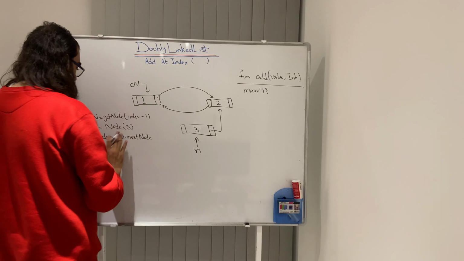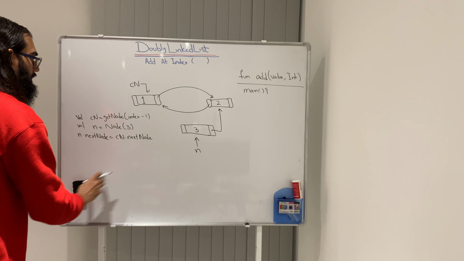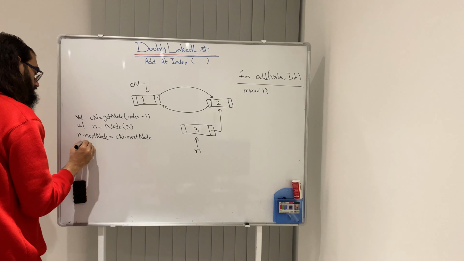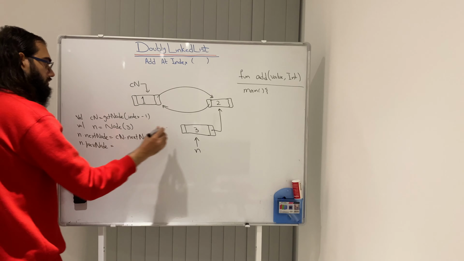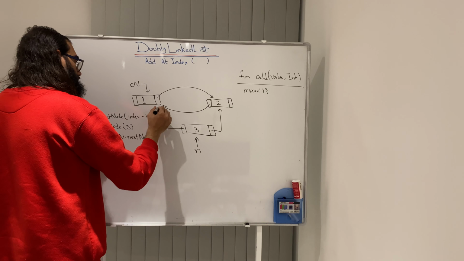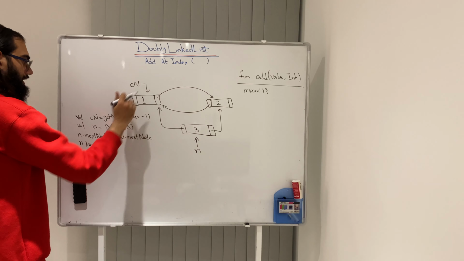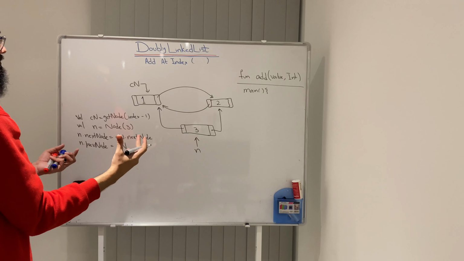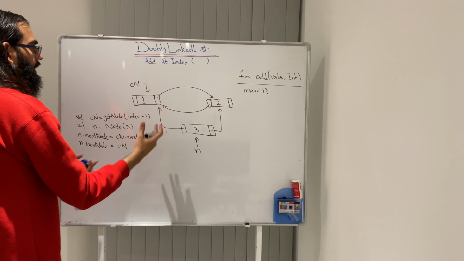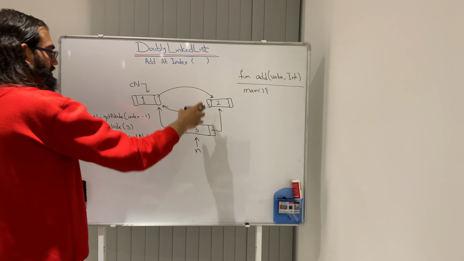So first thing is done. Good. Then n dot previous node, what should we want to do? We want to go to this, and this is our Cn. Nice. So now we have proper links. Now I want to break this, and I want to assign to this.